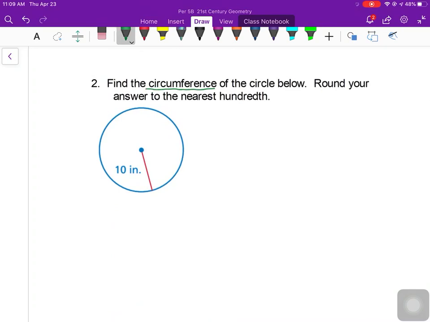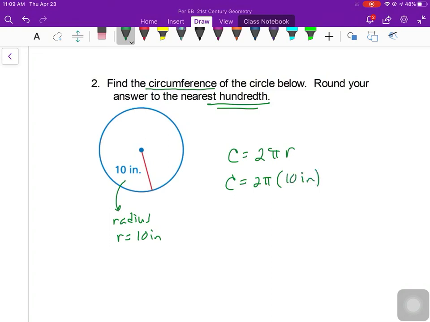So in number 2 here, once again, they've asked us to find the circumference. This time they say round to the nearest hundredth, and they gave us the radius again. Radius was 10 inches. So we use that same formula, circumference equals 2 pi times the radius. We fill in, for the radius, 10 inches. And this time we put that entire thing into our calculator, and nearest hundredth is 2 decimal places. 2 times pi times 10 gives us 62.83 inches. Do not forget the label, and do not forget to box your answers.